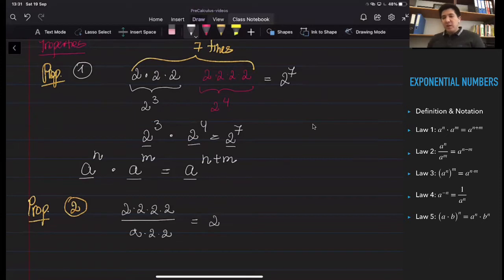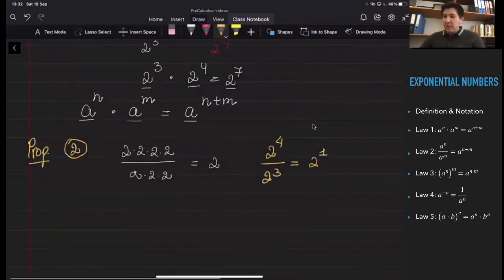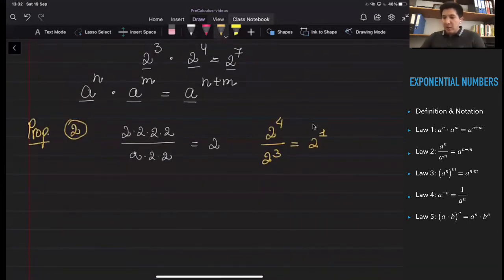So if I write everything in exponential notation, we get 2 to the power of 4 divided by 2 to the power of 3 is equal to 2 to the power of 1, which leads to our next property. It's going to be a to the power of n divided by a to the power of m is going to be equal to a to the power of n minus m.